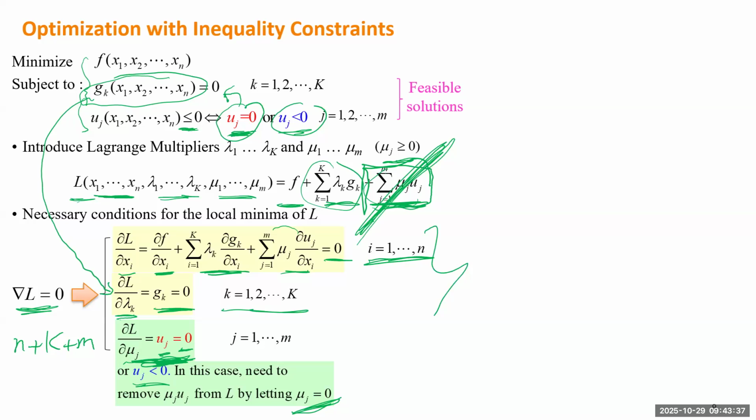This part we need stationary points. We need all the elements of the gradient vector to be 0. They have to be 0. That's our stationary points. Okay.